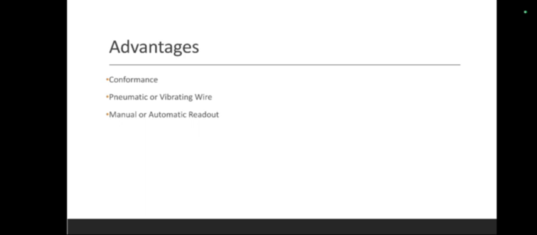The second one is the pneumatic or vibrating wire option. The total pressure cell is available in a pneumatic or vibrating wire version. The third one is manual or automatic readout. The vibrating wire version can be read manually with a portable indicator or automatically with a data logger. The pneumatic version must be read manually.